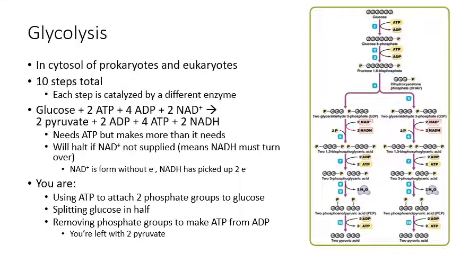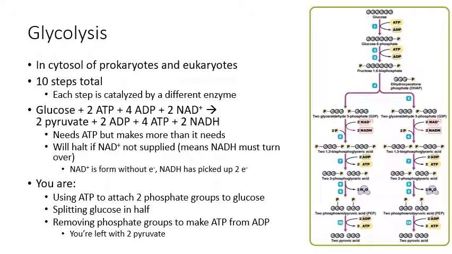The overall chemical equation for glycolysis is, on the reactant side, glucose, 2 ATPs, 4 ADPs, and 2 NAD+, and on the product side, 2 pyruvates, 2 ADPs, 4 ATPs, and 2 NADHs. So what's actually happening there is you're taking your glucose and you're splitting it into two. Glucose has 6 carbons in it, so when you split it in half, you get 2 molecules that each have 3 carbons in them, and we call those pyruvates. So glucose is converted to 2 pyruvates.